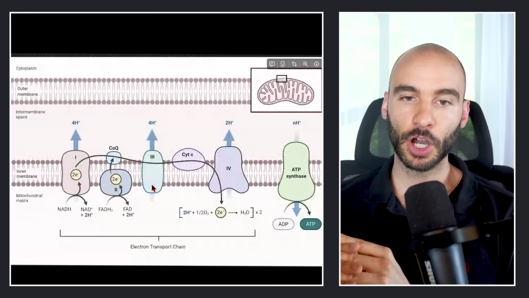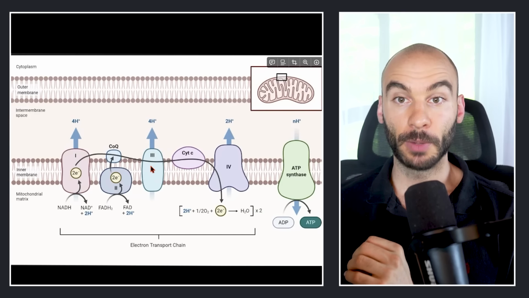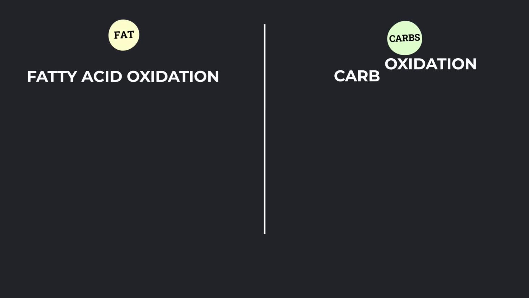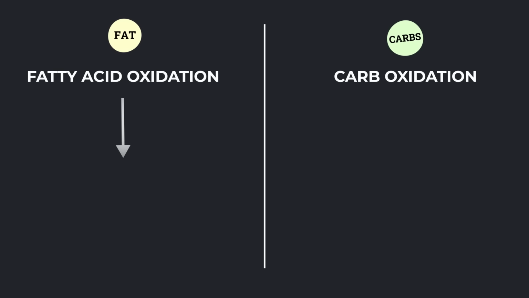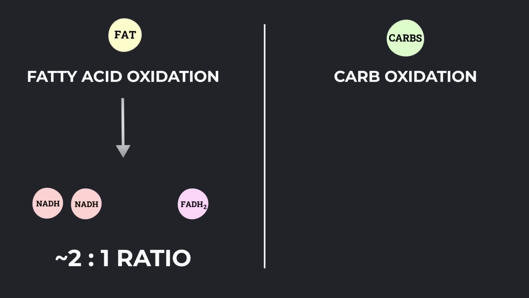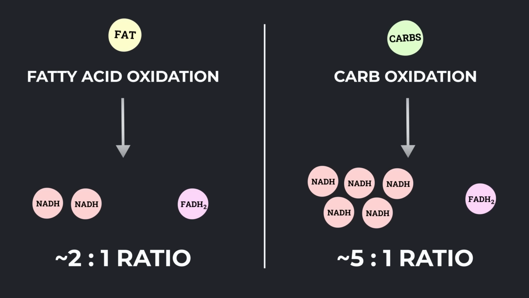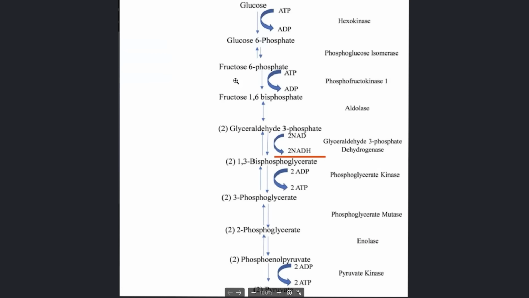Now, this is really important to understand, because this is where the difference with carbs and fats starts to become pretty significant. The difference in carbs and fats is centered around the NADH and FADH2 production. So fatty acid oxidation creates basically a ratio of 2-to-1 NADH to FADH2, whereas carb oxidation creates a ratio of 5-to-1 NADH to FADH2.